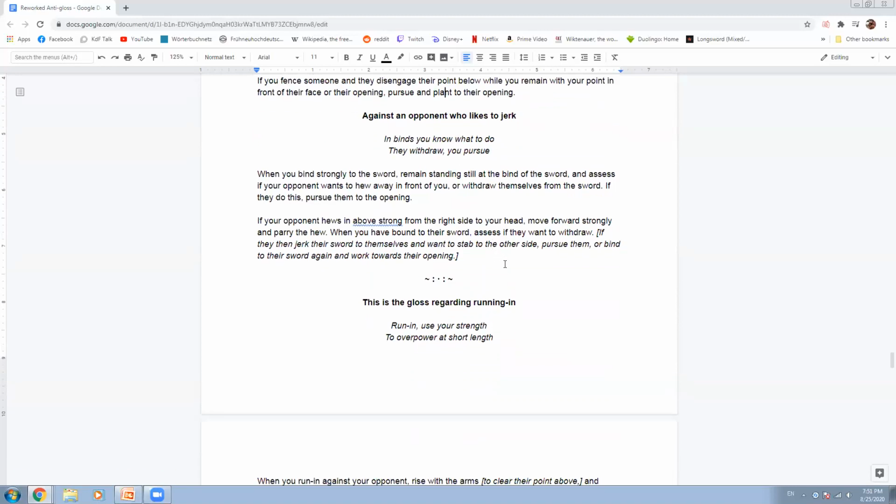So the pursuit is given a few times as something that we do when a bind is already established and one person leaves the bind, but the other person still has their point online or they're ready to go, and they just take advantage of that and shoot in. So the glossator seems to have expected somebody to be smart enough to be able to do that.